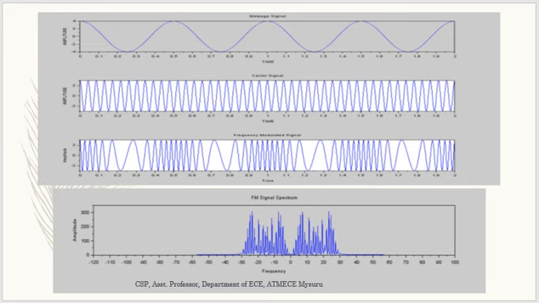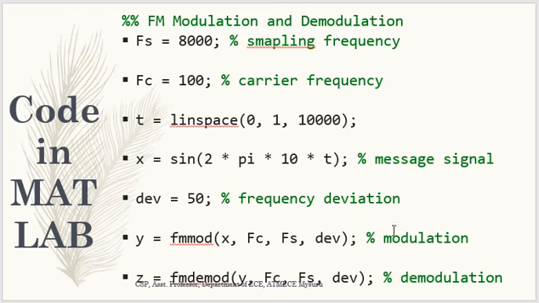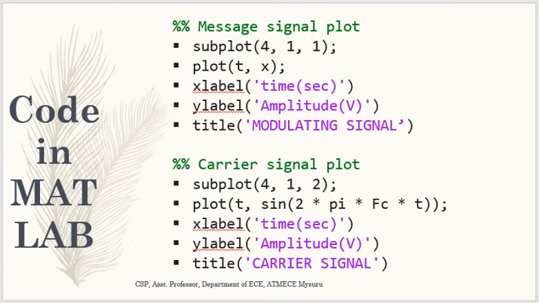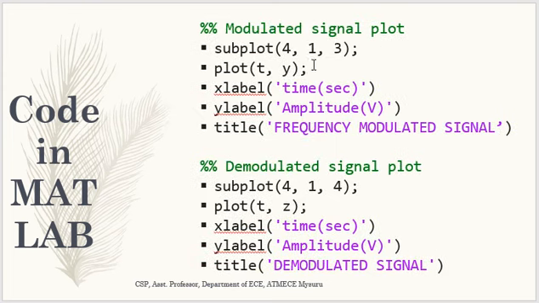According to this, similarly we have a code in MATLAB. The same thing, fs, fc and frequency deviation. In MATLAB we have a predefined command, that is fmmod and fmdemod. fmdemod is used for demodulation of the frequency modulation, and fmmod is the keyword for frequency modulation. And again this is a plot, that is 4,1,1, 4,1,2, similarly 4,1,3 and 4,1,4, which is to display the demodulated signal.